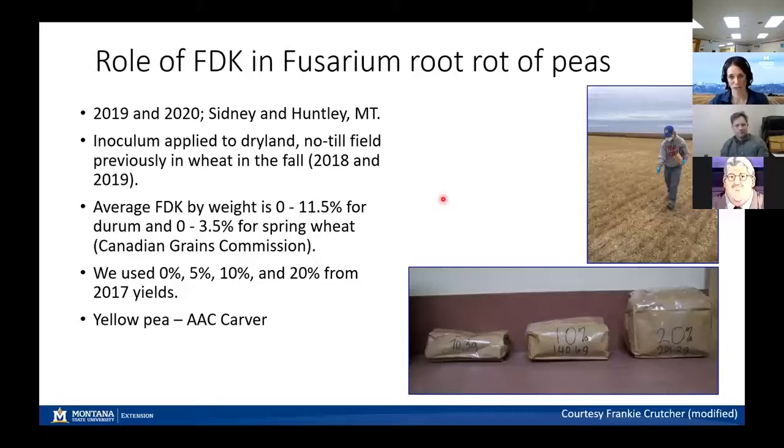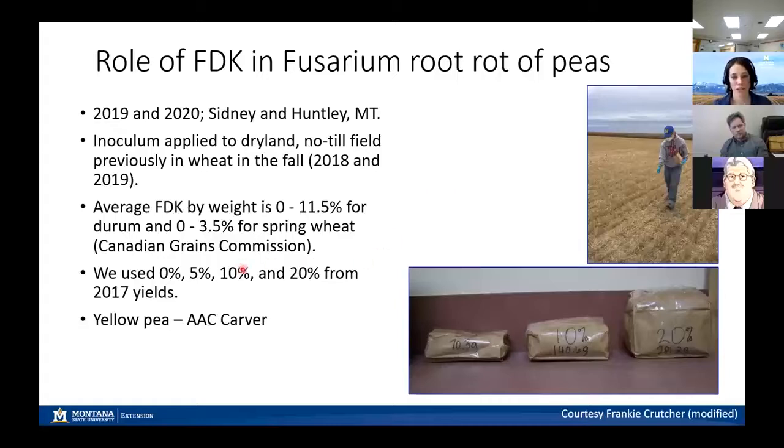spread Fusarium diseased kernels artificially into fields in the fall at different concentrations, and then she planted those fields with a yellow pea variety, AAC Carver, and she looked at Fusarium root rot in peas 3 to 4 weeks after emergence of those peas.